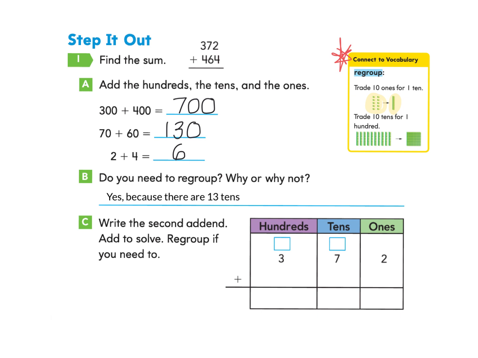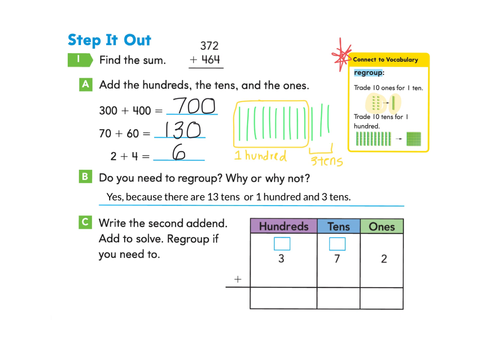And what does 13 tens really mean? It means that there's going to be 1 hundred and 3 tens. So we can add that to our answer, that it can be 13 tens or 1 hundred 3 tens. Great work. Let's take a look at part C. Write the second addend. Add to solve, regroup if you need to.